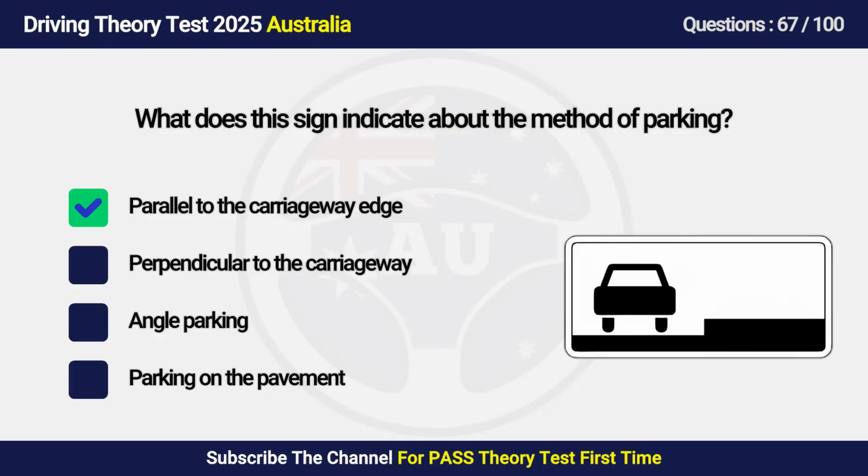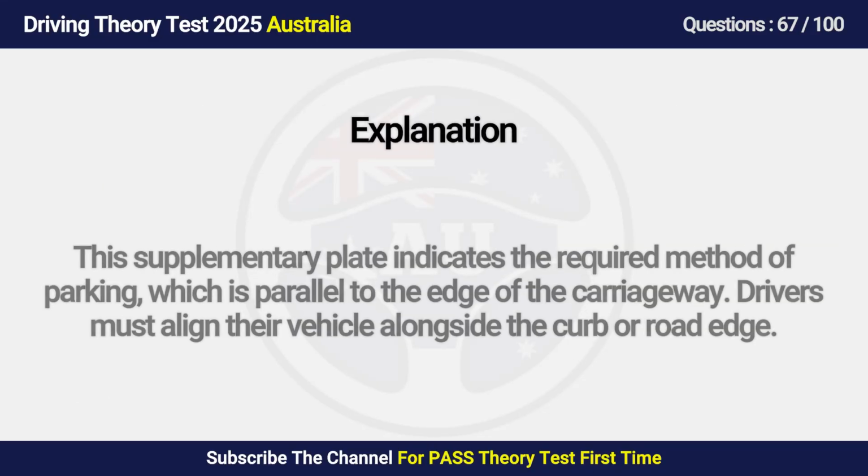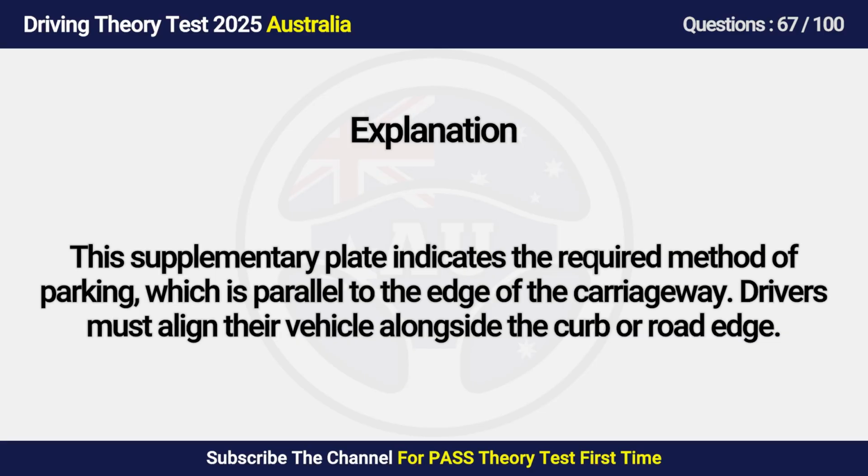Answer is A, parallel to the carriageway edge. This supplementary plate indicates the required method of parking, which is parallel to the edge of the carriageway. Drivers must align their vehicle alongside the curb or road edge.